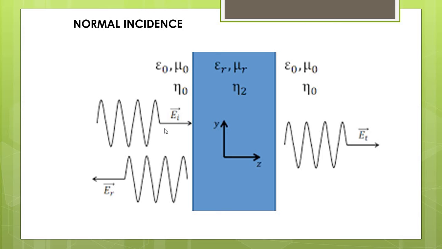This is medium 1 and medium 2. Whenever the wave is striking the interface, part of the wave is reflected back in the opposite direction and part of the wave gets transmitted in the second medium.